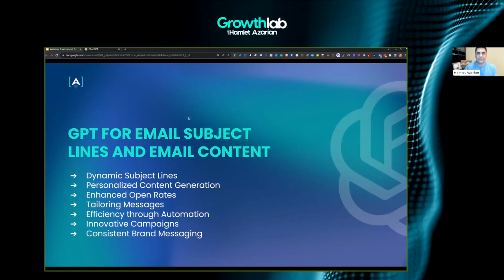So what are some of the things that GPTs are terrific for? They allow you to create a bunch of different subject lines very quickly. They allow you to create very personalized content. Both of these things are obviously very important for you to increase your open rates. They allow you to tailor your messages, because within the content, if you're able to gather information on the user, you can utilize that to tailor make it, or you can gather information about your website, you can use that to tailor make it. They're very efficient. They're very, very quick.